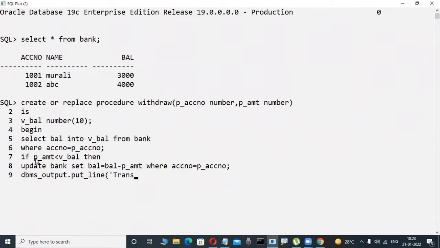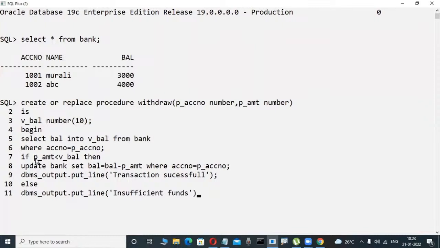Transaction successful. Don't worry about this one, just observe it here. Some simple coding is there. Now check it out here: insufficient funds, else insufficient funds. Okay, some coding is there. This is not a difficult coding, it's easy.